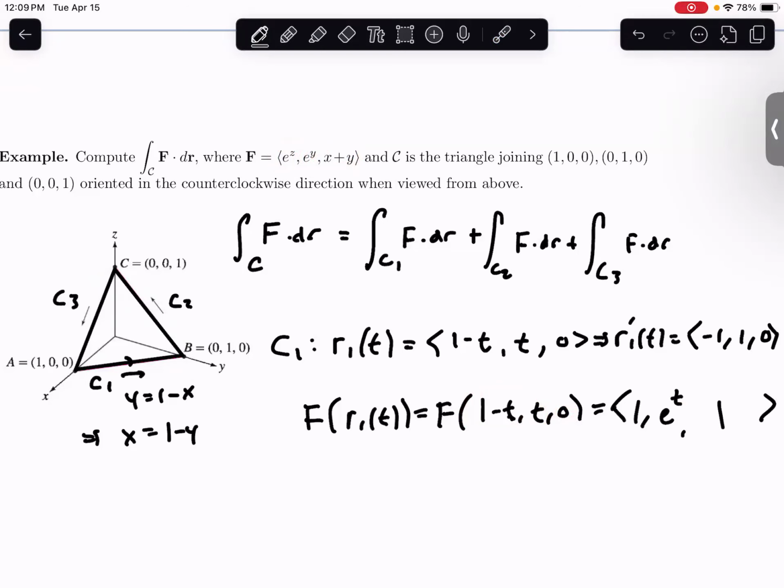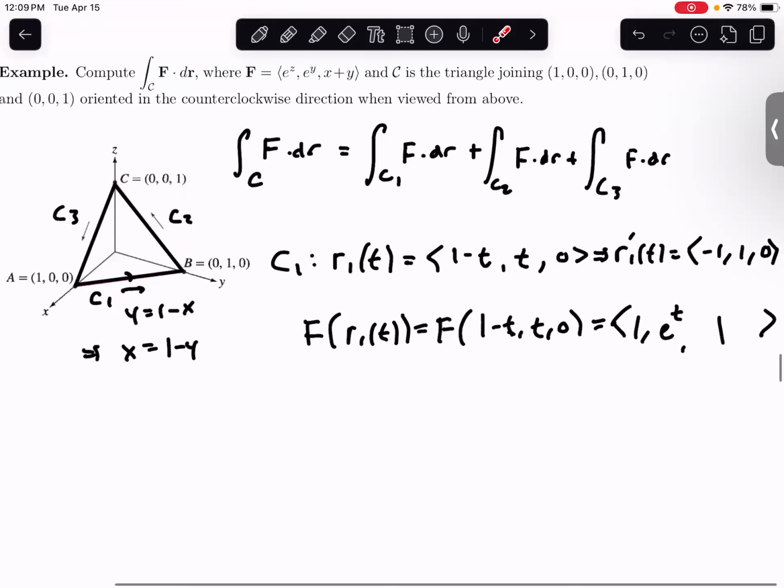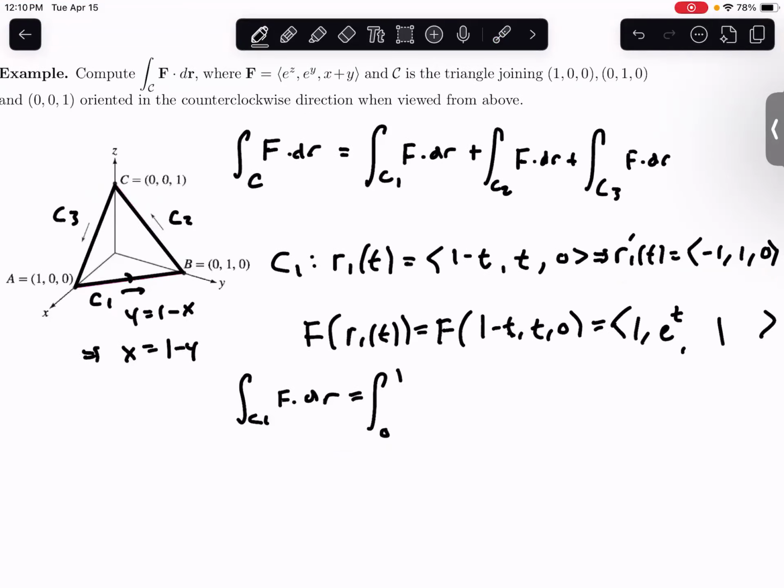Right, so this is the composition of f with this curve R1 of t. And now we take the dot product of this curve with the derivative, right? So we have that this integral over C1 of f dot dr is equal to the integral from t equal to 0 to t equal to 1 of f of R1 of t dotted with R1 prime of t dt.